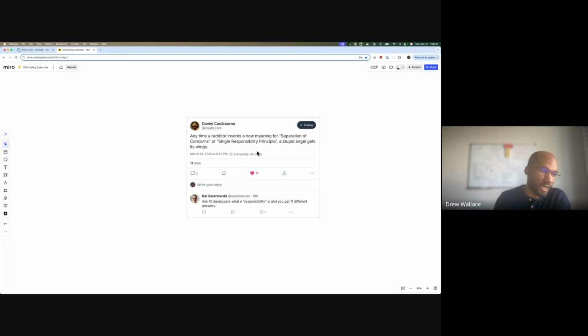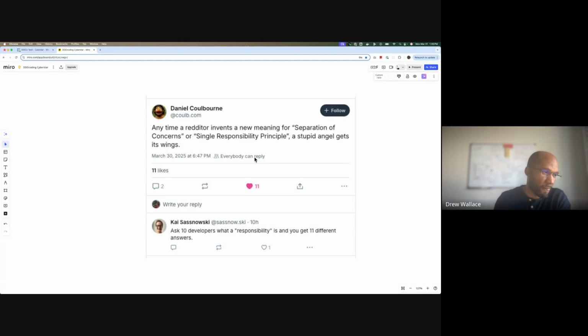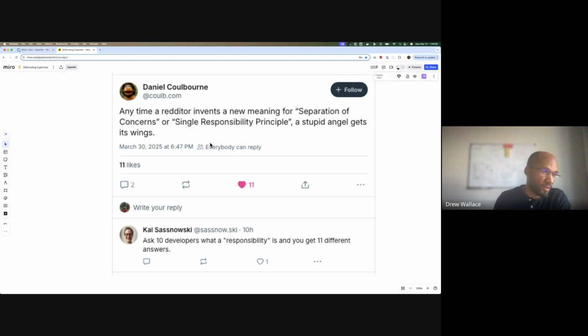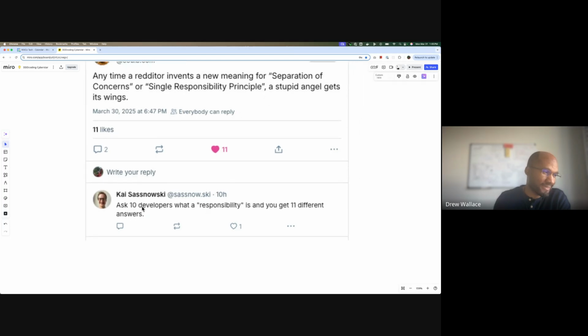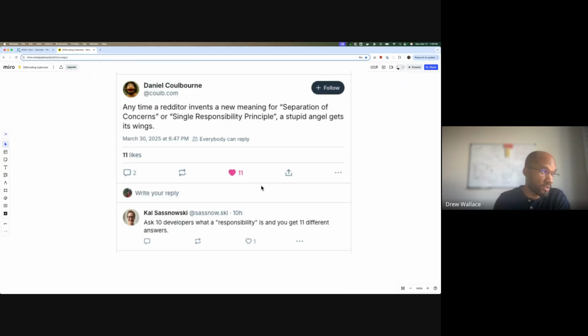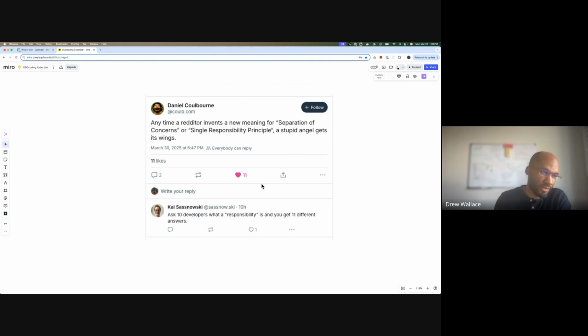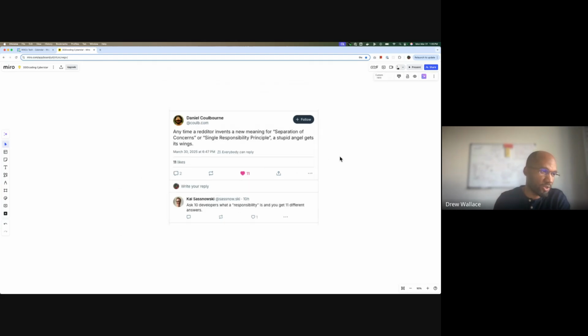Coincidentally, like an hour ago, I saw this tweet. Well, it's not a tweet, it's on Blue Sky. But I thought it was hilarious, and it was very fitting to what we're going to talk about today. A new meaning of the term separation of concerns, and we know what that is: ask 10 developers what a responsibility is, and you'll get 11 different answers. And so you might say, what's the problem? What you getting at, Drew?